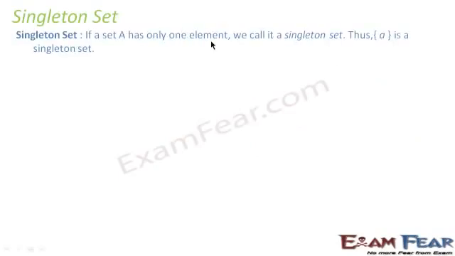Now let me introduce you to a new term called singleton set. A singleton set is a set which has only one element. Please note, it will have only one element. For example, a set that has only one element called A is a singleton set, or a set that has only one person called Gopal. In this case also, it is a singleton set.